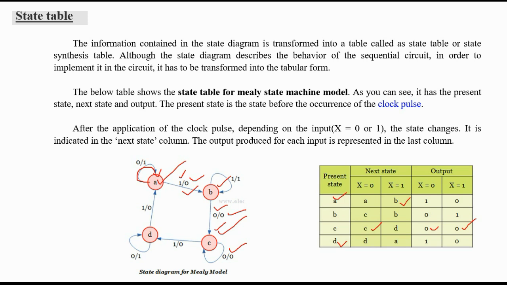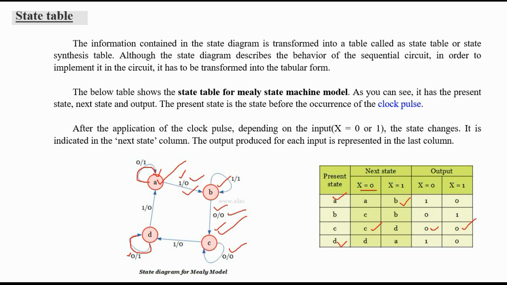It will go from D to A, and the first one is D to D, so that's why I have represented D to D. So what is the input? Output is 1 and input is 0, because x is 0, right? That's why input is 0, output is 1.